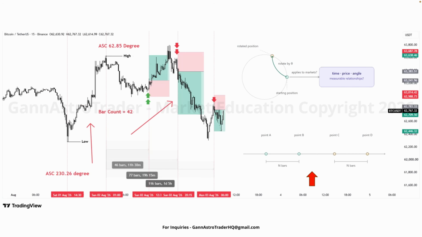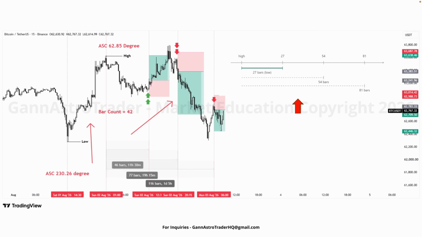The first type of symmetry we can examine is time symmetry. Suppose a market moves from one significant point to another in a measurable number of bars. We can then look forward and ask whether a related amount of time appears again from another important reference point. The key measurement here is not the price difference. It is the duration of the movement. In other words, we are asking whether the market's clock contains recurring relationships that can be measured in bars. Imagine a market takes 27 bars to travel from a significant high to a significant low. We can then examine future points at related time intervals, 27 bars, 54 bars, 81 bars, or other mathematically related intervals.